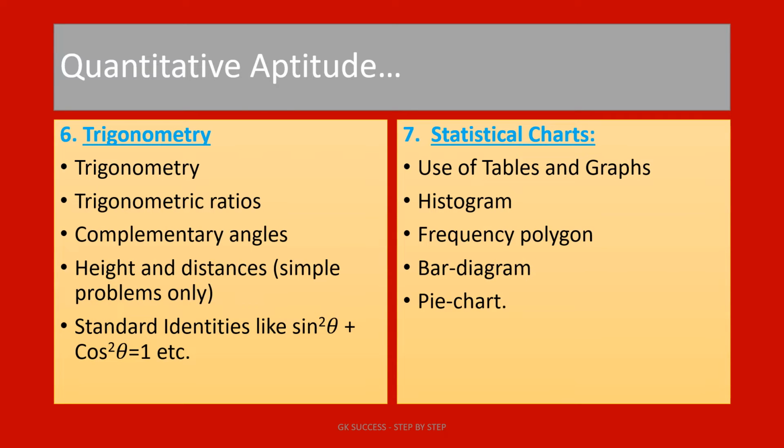The sixth part is trigonometry. Under trigonometry, questions may be on trigonometric ratios, complementary angles, height and distance, simple problems only. Standard identities like sin squared theta plus cos squared theta equal to 1, etc. Under statistical charts, use of tables and graphs, histograms, frequency polygon, bar diagram, pie chart. Questions will be based on these topics.